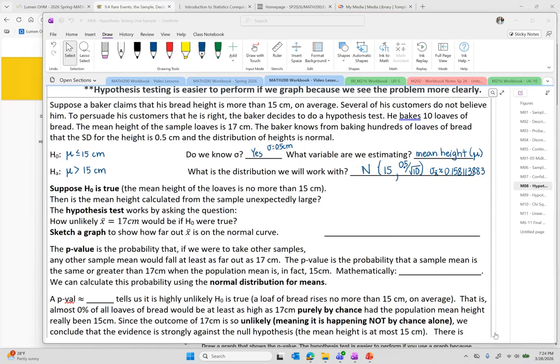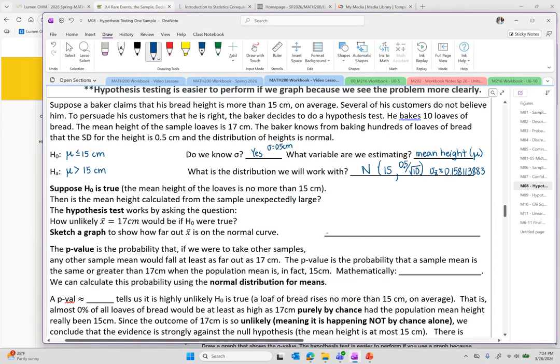So the hypothesis test works by asking this question: how unlikely is x bar equal to 17 centimeters if H sub 0 were true? Now, if H sub 0 were true, we would have a normal distribution. And here our variable will be the mean height of loaves in centimeters. It will have a mean of 15 and a standard deviation of 0.16 approximately.